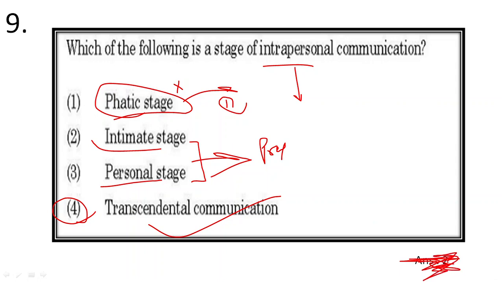When you're speaking to yourself, you are looking for the ways how you can improve your behavior. You want to become something else, so you meditate, you talk to yourself, you analyze, you self analyze. So that is that stage. Transcendental communication is one of the stages of intrapersonal communication.